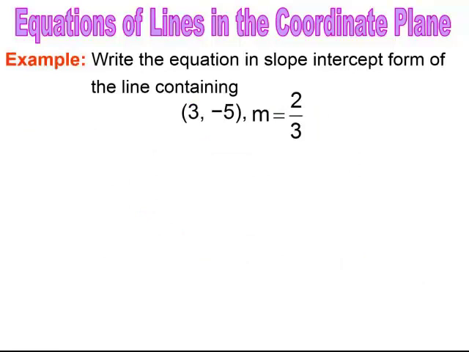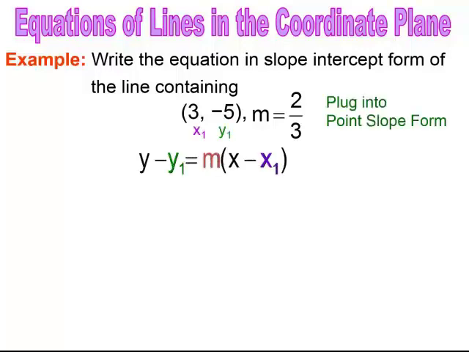So we're asked to write the equation of the line in slope-intercept form that contains the point (3, -5) and the slope 2/3. So now I'm asked to write the equation of a line. I always check, do I have the y-intercept? And I don't, because in the x spot I don't have a 0. And then I check, is my slope 0 or undefined? And it is not. So therefore I have to use the point-slope form to find the equation of the line.